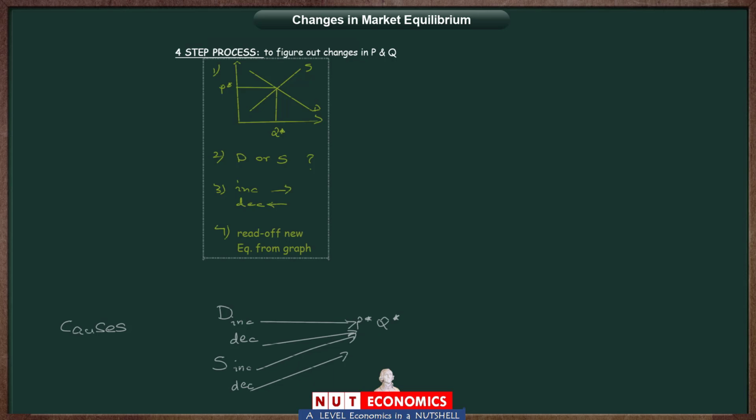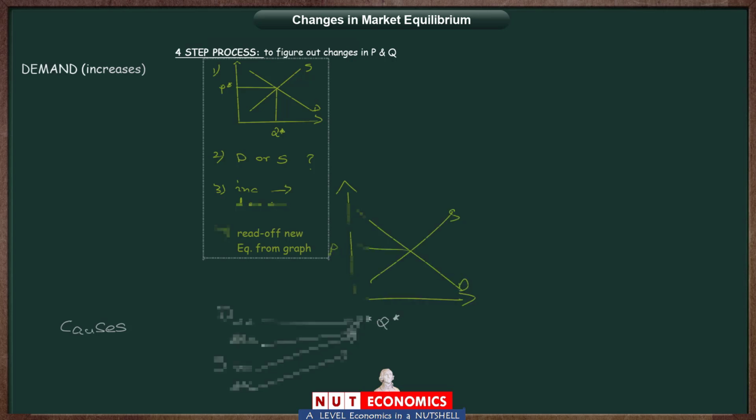So first of all, let's start by analyzing an increase in demand. If demand increases and we have to figure out the effect on price and quantity of a product, step 1, remember we said, just sketch a quick rough demand and supply graph that would just give you the initial price P star and the quantity Q star.